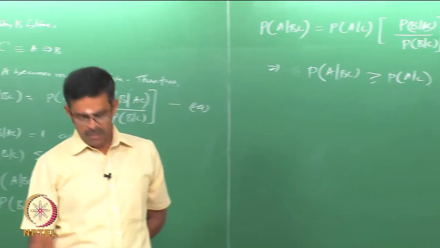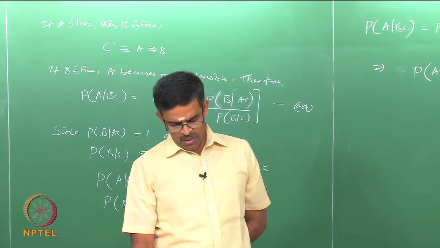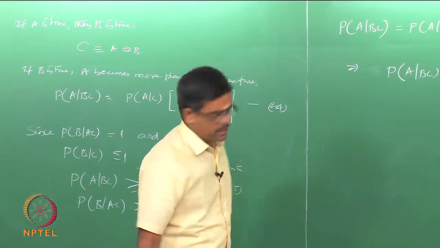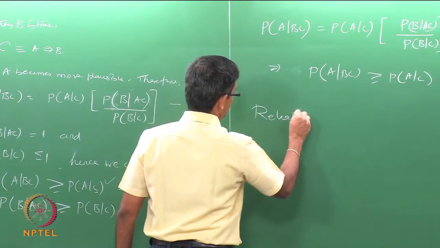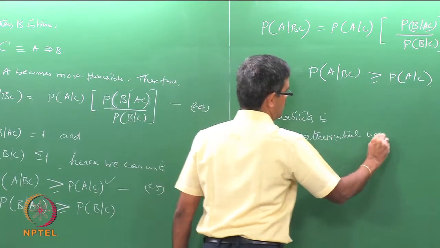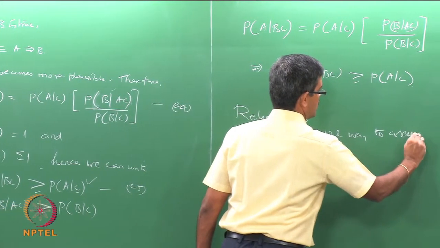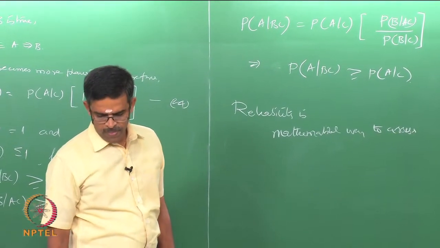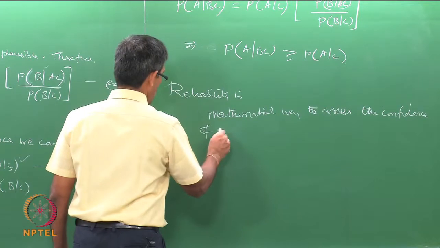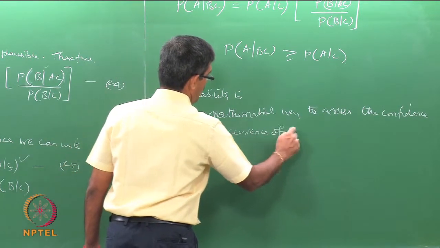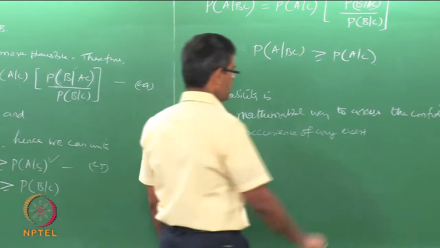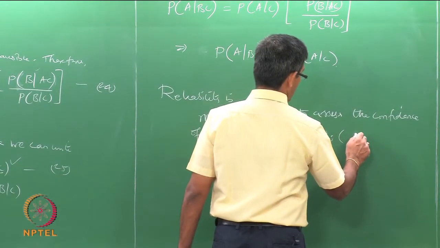So, in the above qualitative rules, we have seen how plausible reasoning is connected to probability theory. Now, one can appreciate a basic statement that reliability is a mathematical way to assess the confidence of occurrence of any event. Usually this event is occurrence of failure.